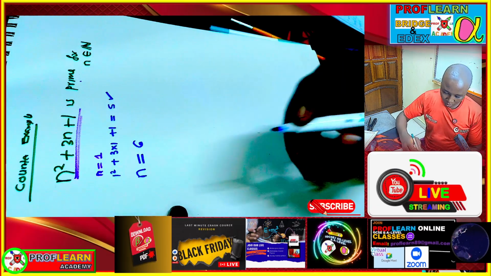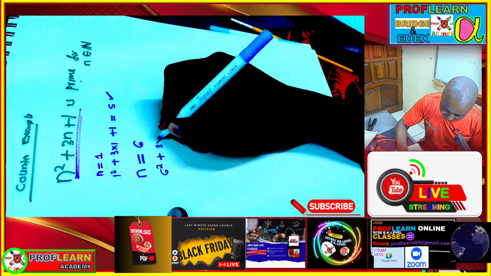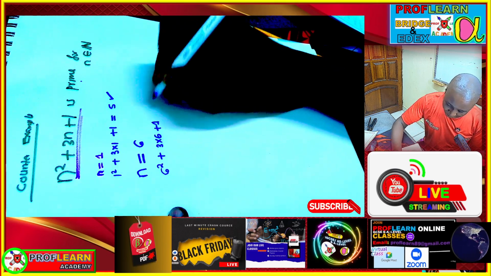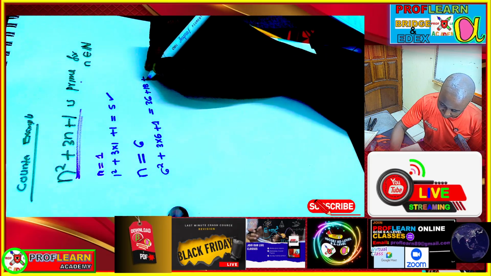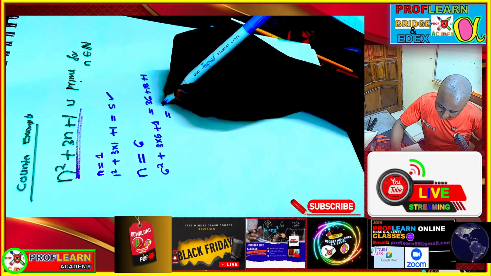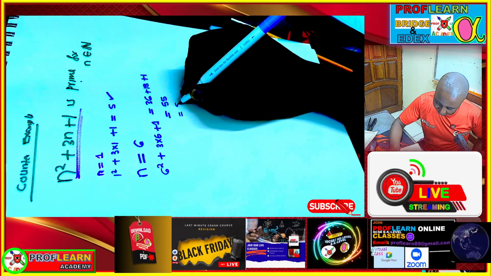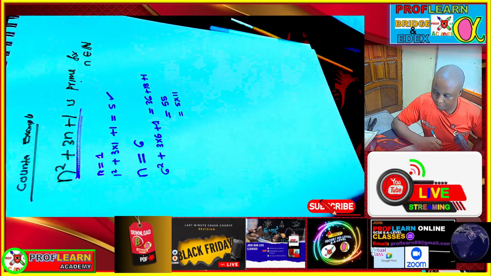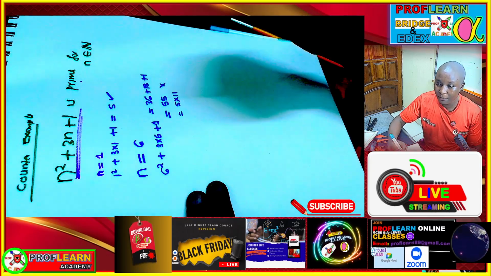When n is equal to 6, you realize you are going to have 6 squared plus 3 times 6 plus 1. This is going to be 36 plus 18 then plus 1. If you work this out, you are going to get the answer equal to 55. And 55 can be written as 5 times 11. 55 is not a prime number.